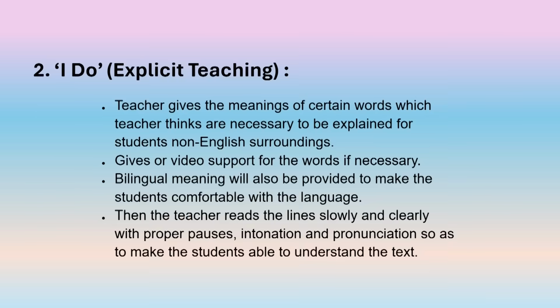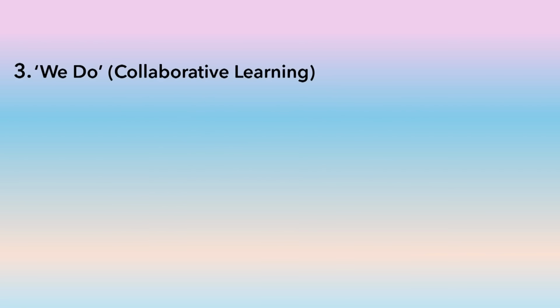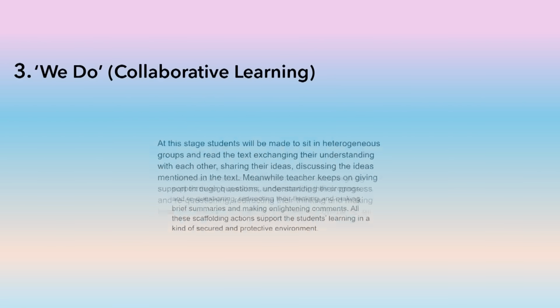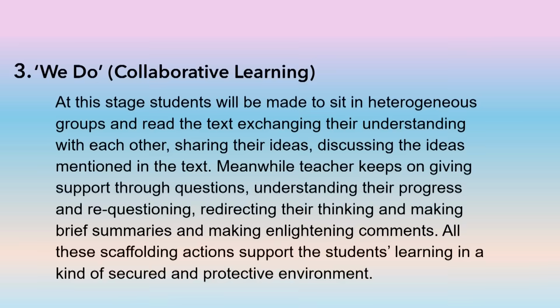Then the teacher reads the lines slowly and clearly with proper pauses, intonation, and pronunciation so as to make the students able to understand the text. And then let's come to the third step in the process, that is we do, the collaborative learning. At this stage, students will be made to sit in heterogeneous groups and read the text, exchanging their understanding with each other, sharing their ideas, discussing the ideas mentioned in the text.